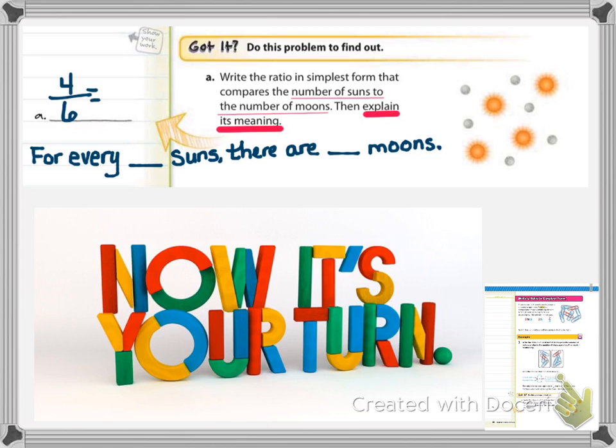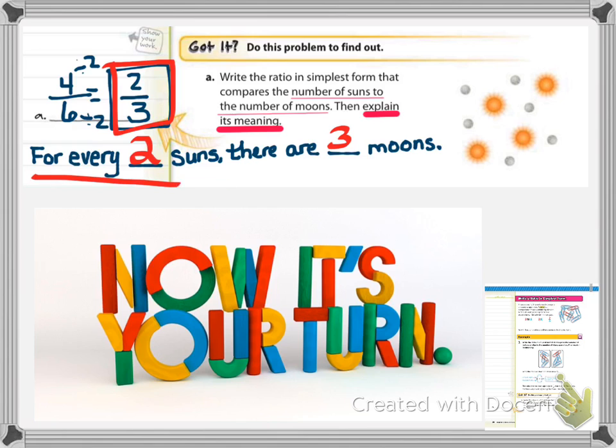Now remember we said that you do have to simplify it. So to simplify this, 2 is the largest number that goes into 4 and 6. Therefore, my final ratio is 2 to 3. What that means is for every 2 suns, there are 3 moons. And that isn't your entire answer. So this part right here in red, the 2 to 3, and then the sentence as well. You have to have both when you're explaining these in your work.